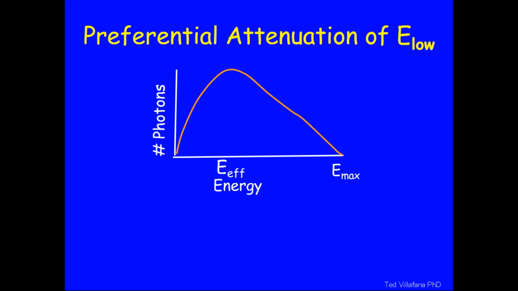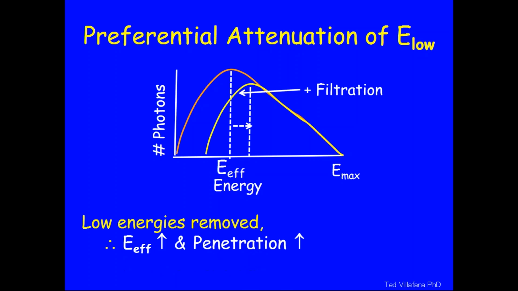Now, I mentioned that this was going to be important for patient dose. Let's look at that. This idea of preferential attenuation at low energies. As we saw, as you add filtration, you're going to get rid of the low energies, and you end up with a higher energy average. Let's now see how that affects dose.